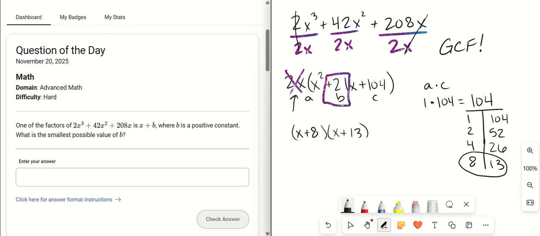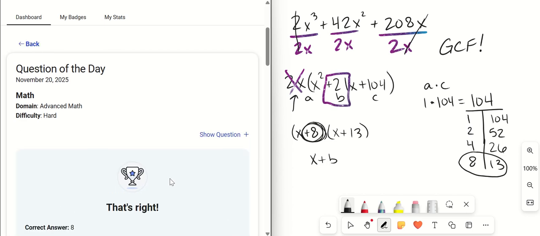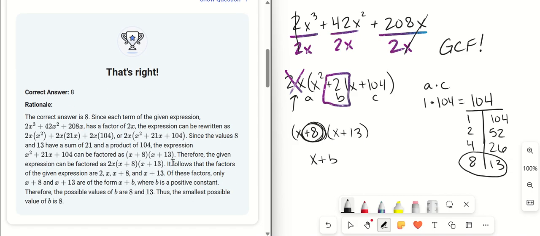All right, well, if I go back and read my question, I need to pick the smallest possible value of b when the factor is written as x plus b. Well, that's the same format as both of our factors. Which one is smaller? 8 is smaller. So it looks like the smallest possible value of b is going to be positive 8. So let's see how we did. Check answer, and that is correct. And they did factor it too, like we did.